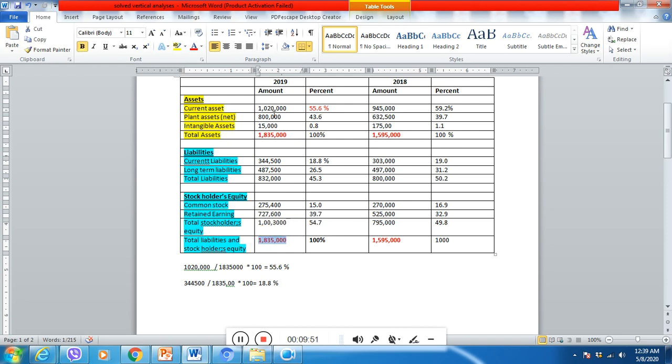We have divided 1,020,000 by total assets, then plant assets divided by total assets, intangible assets divided by total assets. Okay, and it will become 100%. This is 100% total.